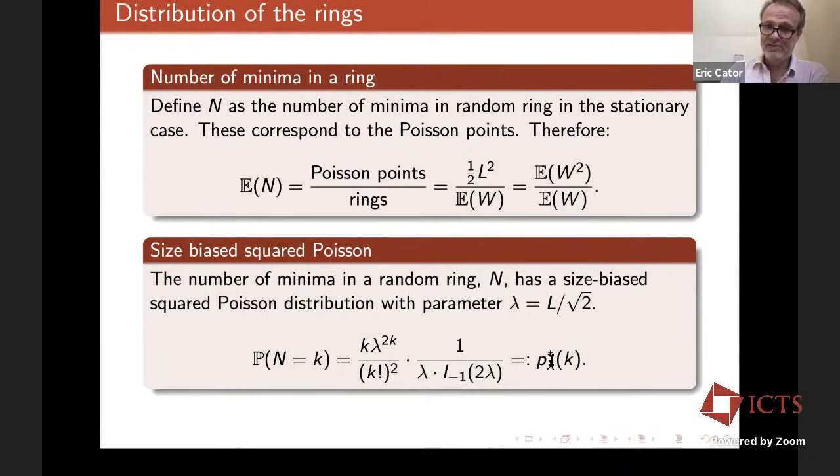So here is the P star, which is the size biased squared Poisson. It has the squared Poisson probabilities times k, and then you need some new renormalization constant, which is something with the Bessel function, whatever. It's not so relevant. So my guess is that in the stationary case, a random ring has this distribution for the number of minima.